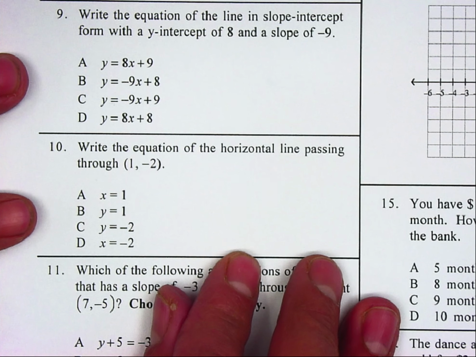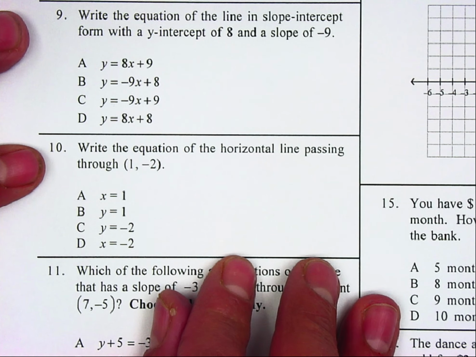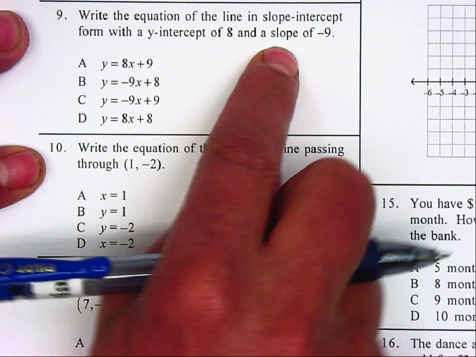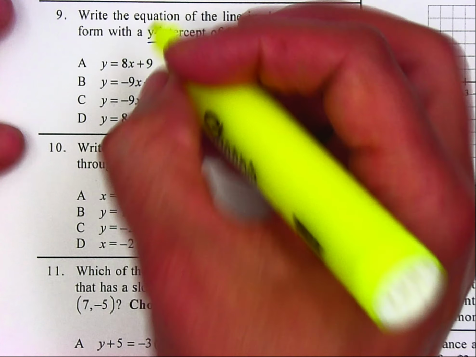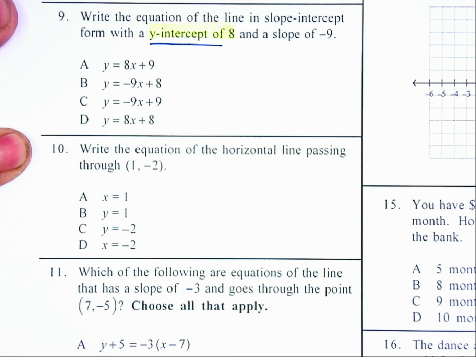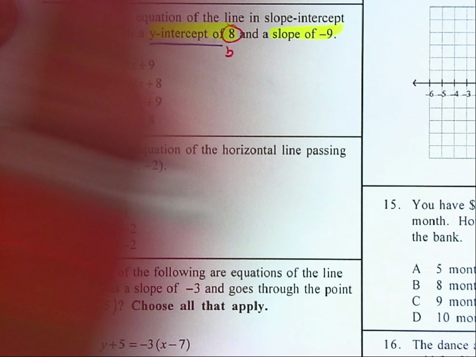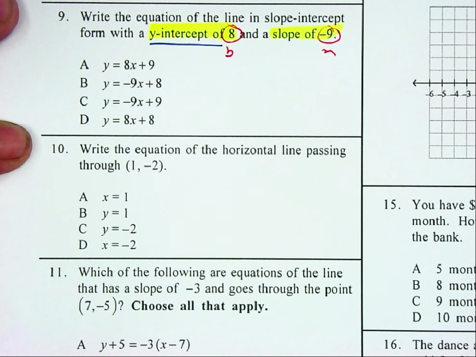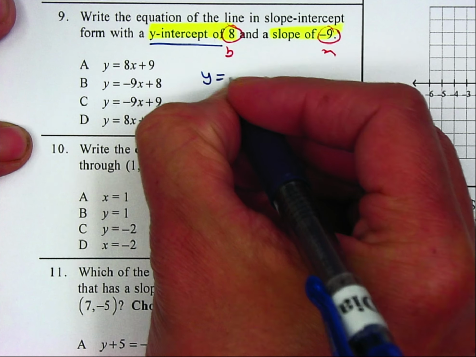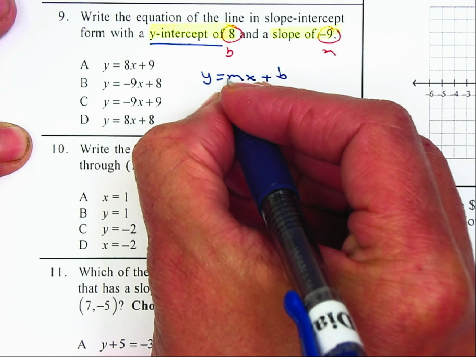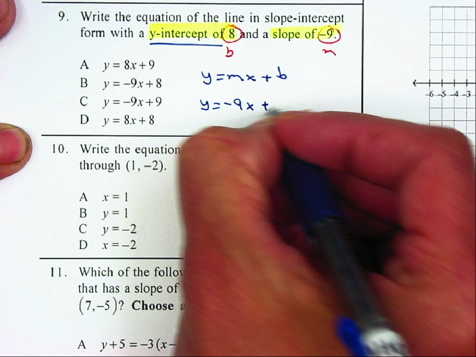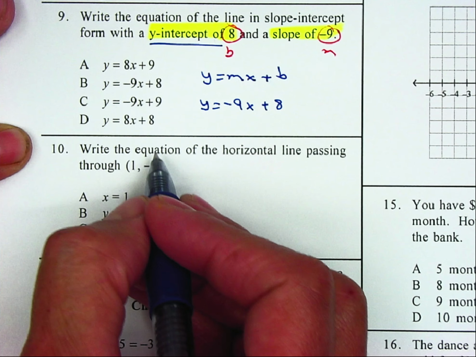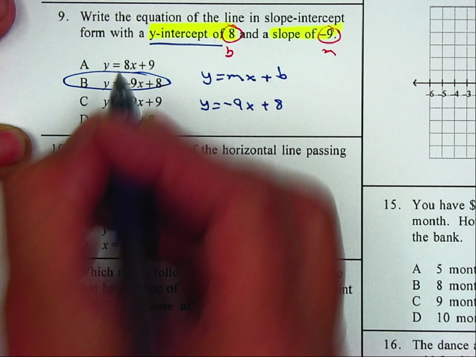Number 9. Write the equation of the line in slope-intercept form. They tell you that the y-intercept is 8 and the slope is negative 9. Whenever they give you the y-intercept, this is your b. And the slope is your m. So therefore, we're going to use the slope-intercept form, y equal to mx plus b. Your slope is negative 9. Your b is 8 and it's positive. Just be careful because they all look very similar. So therefore, your answer is letter B.